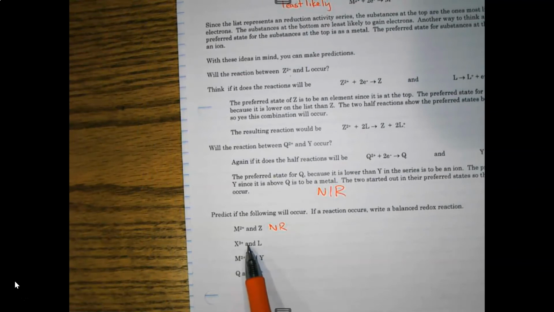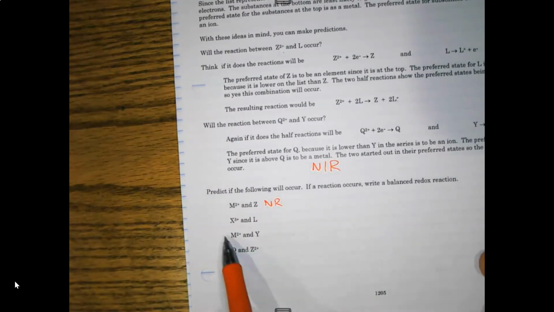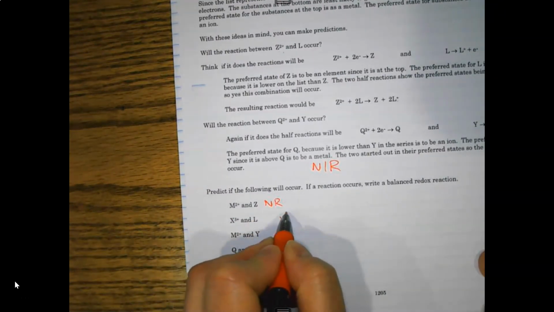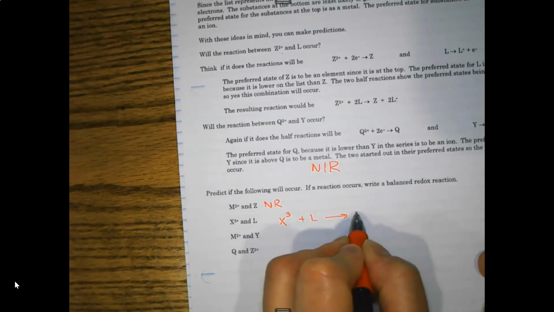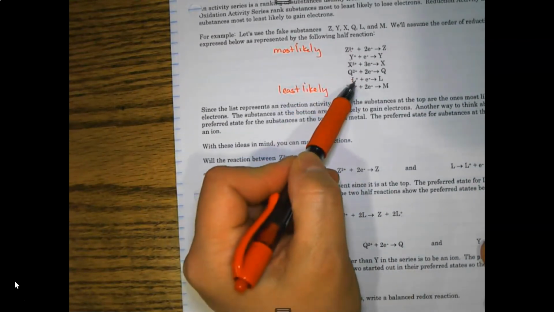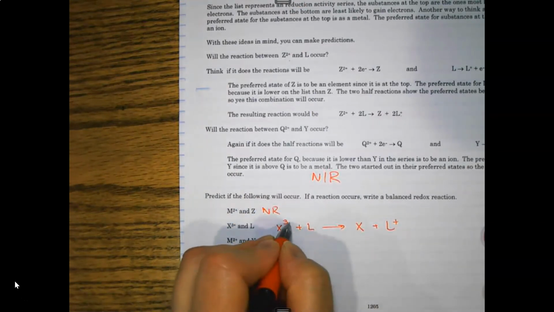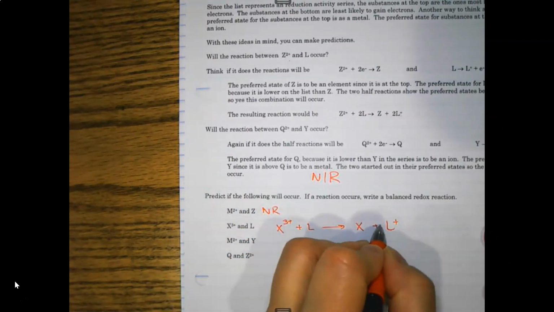Okay, X3+ and L. L and X. X is above L. So X is the one that wants to be the metal. L is the one that wants to be the ion. And look what I have. I have the opposite. So will a reaction take place? You bet it will. So what's going to happen? X is going to become neutral. L is going to become, if you look at the list, just +1. So I've got 3 electrons here. I only got 1 here, so I need 3 of these guys to balance out the electrons from one of the X+++. So there's my balanced equation.